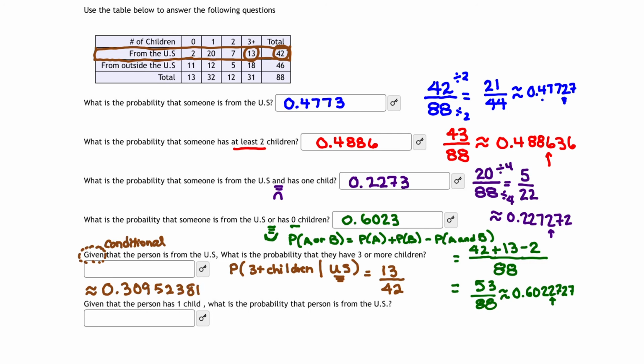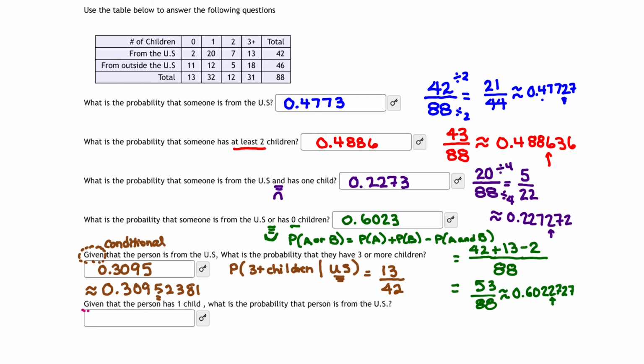0.30952381. That's 13 divided by 42. Going again to my fourth decimal gives us 0.3095. That's the probability that given someone is from the U.S., they have 3 or more children. And this brings us to our final question. Given that the person has 1 child, what is the probability that that person is from the U.S.?